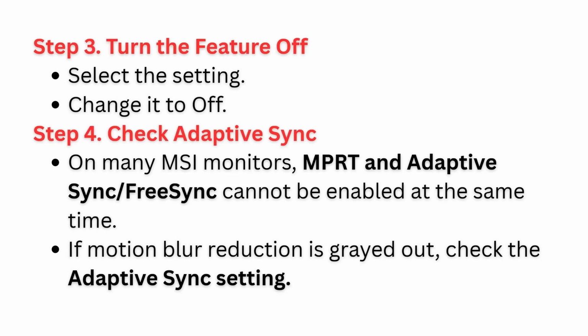Step 4. Check adaptive sync. On many MSI monitors, MPRT and adaptive sync or FreeSync cannot be enabled at the same time. If motion blur reduction is grayed out, check the adaptive sync settings.